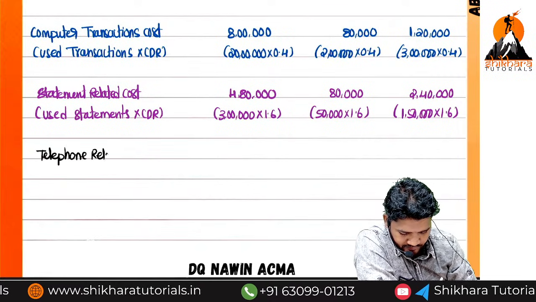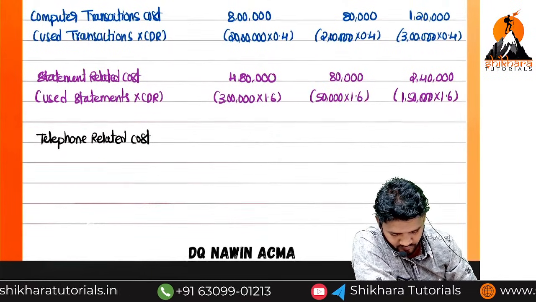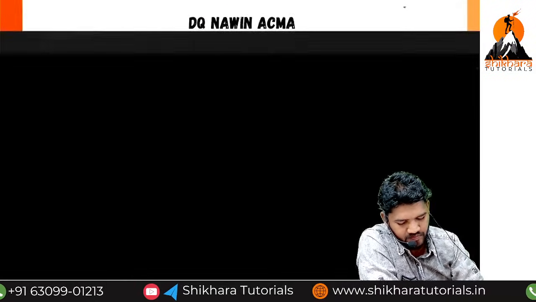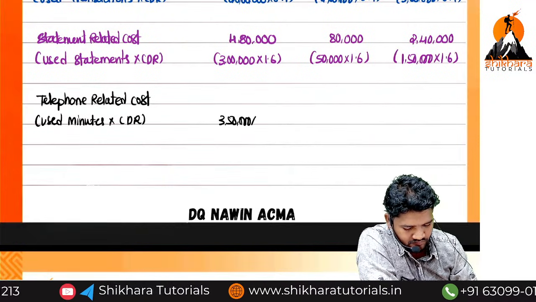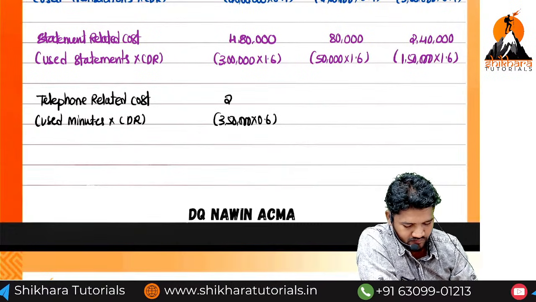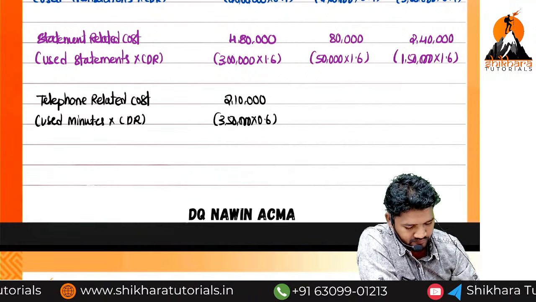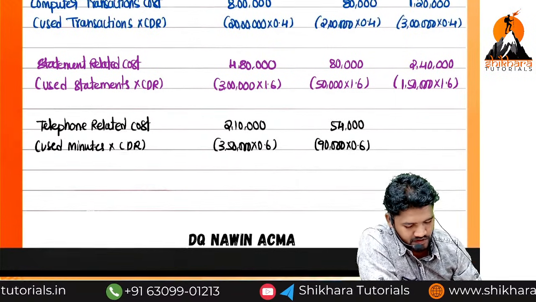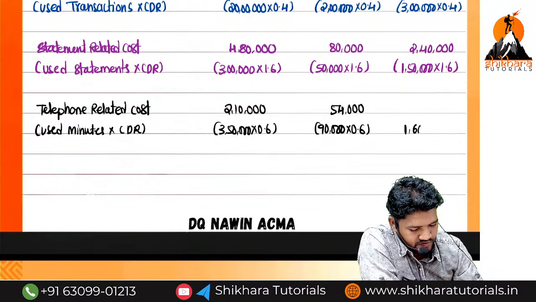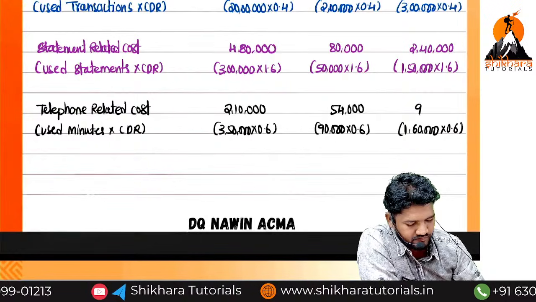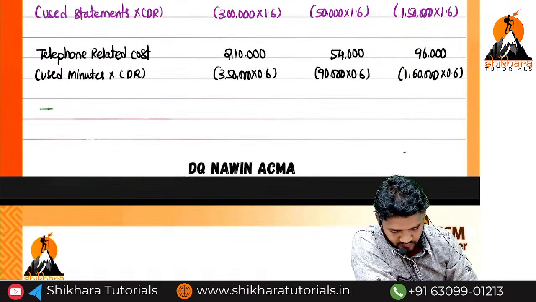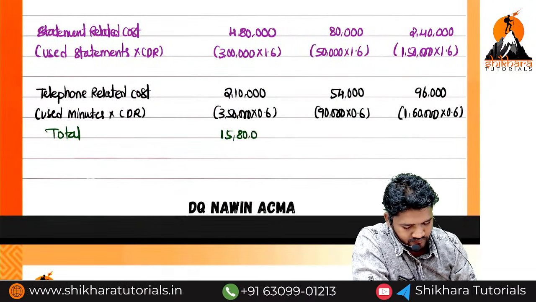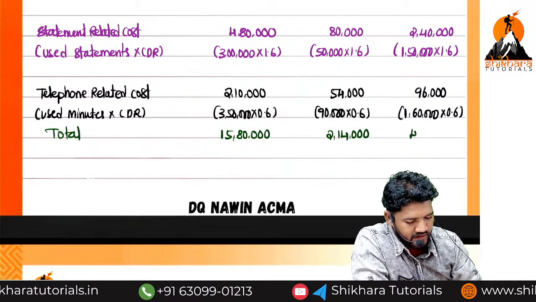Telephone related cost. Used minutes into cost driver rate. Working notes, please. Cost. What about the next product? Cost, please. What about this one? 1 lakh 60,000 into cost, please. Tell me the total for individual products. 15 lakh 80,000, 2 lakh 14,000, 4 lakh 66,000.